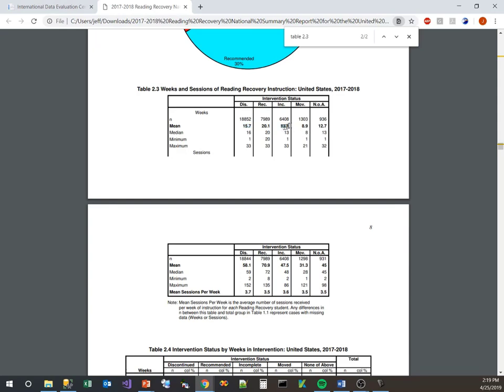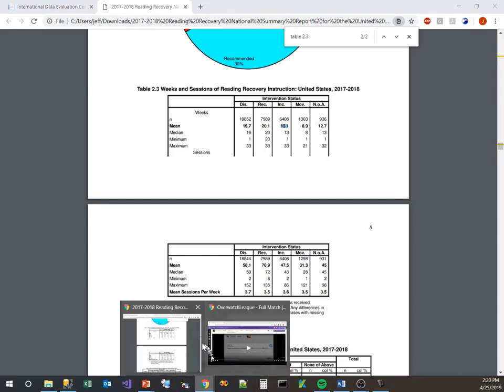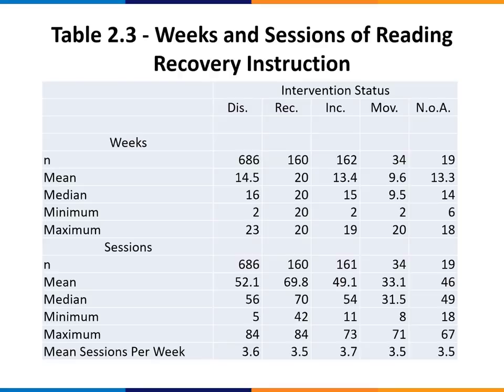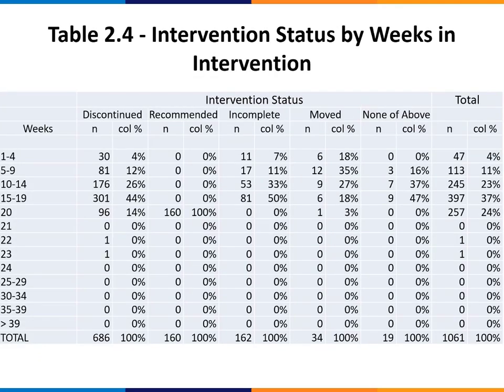Nationally, the average is about 13.1. So there you go. You can do some quick comparisons and give your sense of how close you are to the national average. All right, let's move on to our next table, table 2.4.